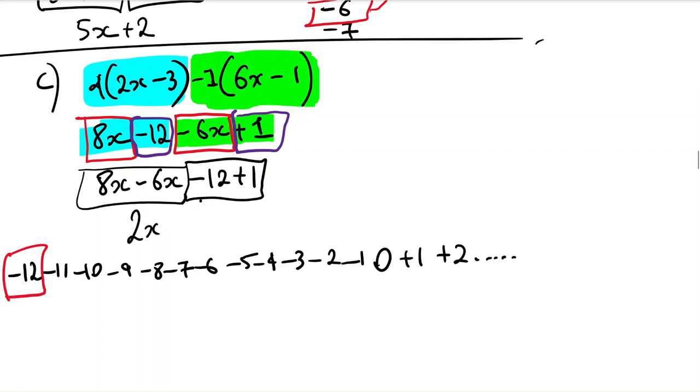So I just add 1 because I'm going towards the positive side. If you are subtracting, you'd be going towards the negative side. So my answer actually is negative 11. So 2x minus 11. And that's your final answer.